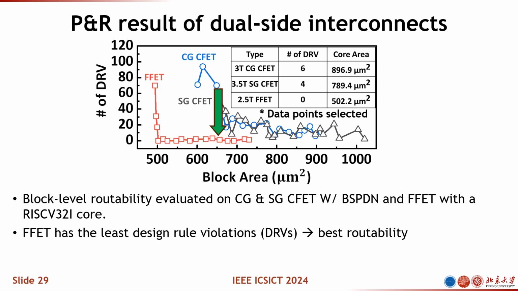And the reason behind this is, if you think about it, for the CFET, you have 3 pins all placed on the wafer backside. But for FFET, you have 2 pins on the wafer front side, and you have 2 pins on the wafer backside. So in that case, the input pin density of the FFET is much lower compared to the CFET. And because of the lower pin density, the routing congestion would be much lower. And that's why the FFET shows the least number of design rule violations.